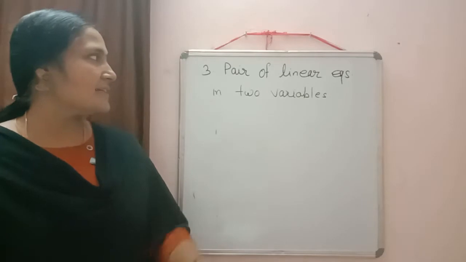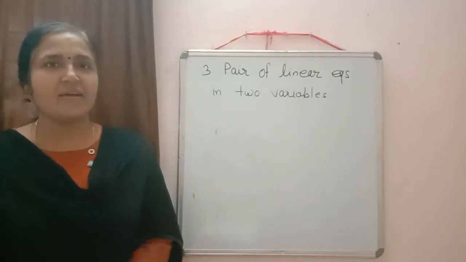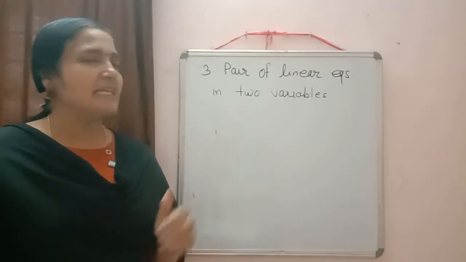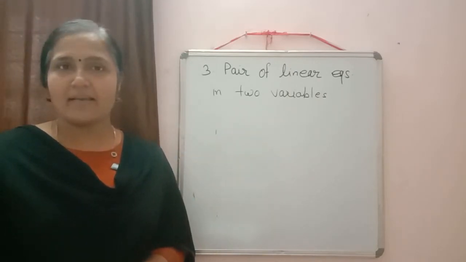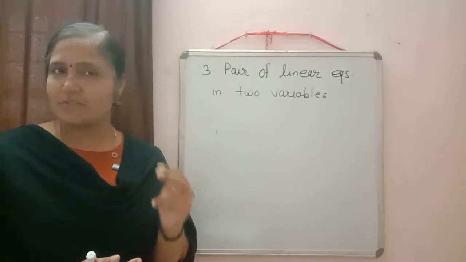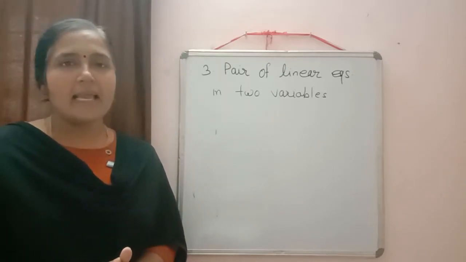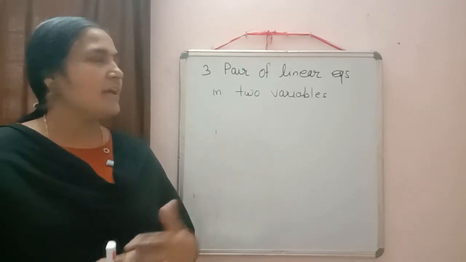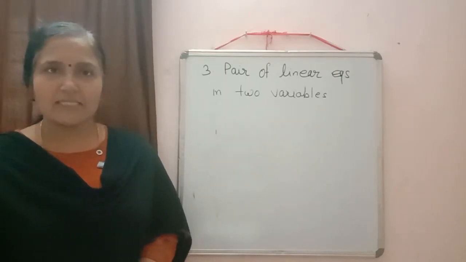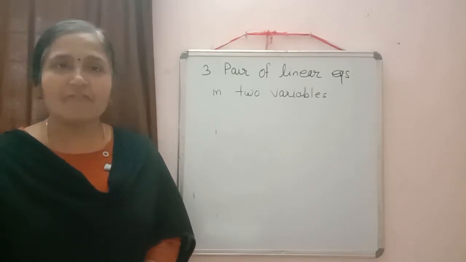In the previous classes we started pair of linear equations in two variables and we studied how to solve the linear equations algebraically. In algebraic also we studied two methods. First was substitution and second method is elimination method. So today we are going to study how to solve the pair of linear equations in two variables graphically.